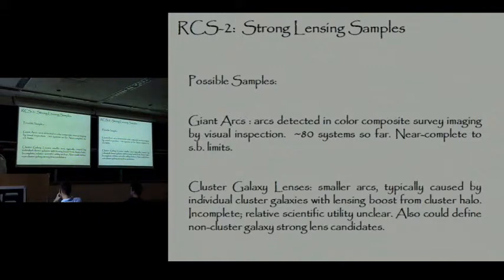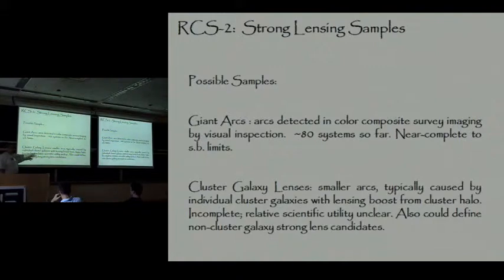There's probably some boost from the cluster potential there. And there are lots of these. This is very incomplete. We didn't set out to look for these. We haven't done a comprehensive effort to find them. There are hundreds of these things in the data. I'm sure there's also lots more just around random potential lenses out in the field. We haven't looked at them at all.